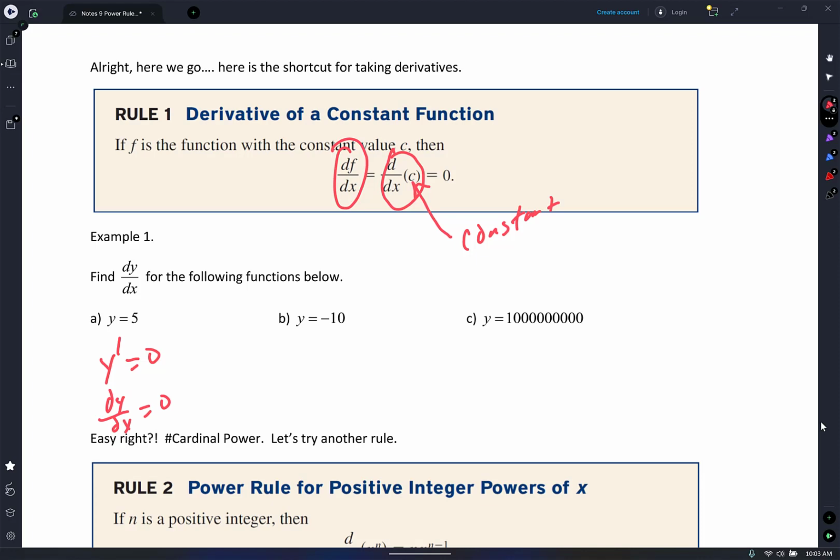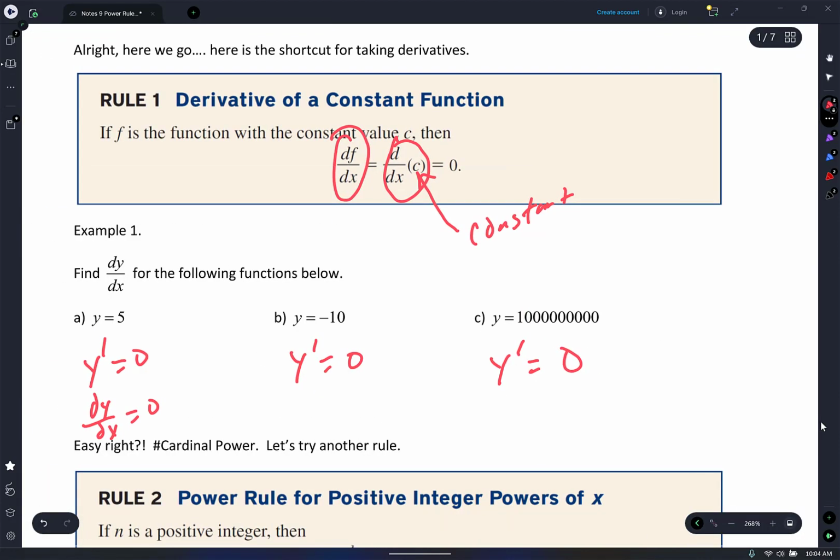What's my slope? What's my instantaneous slope? Or really, it doesn't matter. Slope and instantaneous slope. What's the instantaneous slope of negative 10? 0. What's the instantaneous slope of, I'm not sure if that's 10 billion or 100 million or whatever that number is. 1 billion? Okay. What's that instantaneous rate of change of that? 0. So the derivative of a constant is always 0. Are we clear on that? Okay.